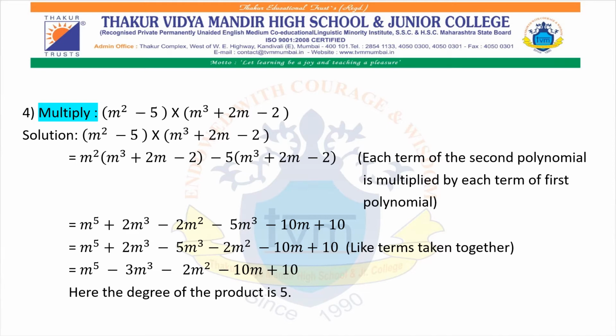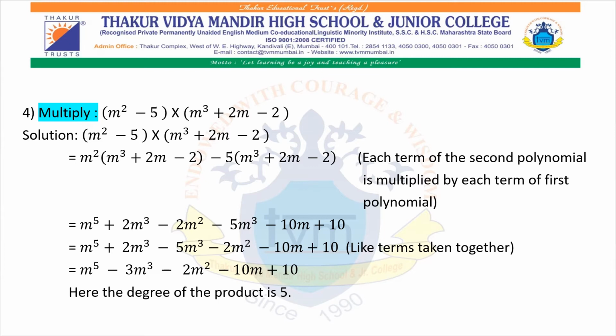Minus 2 into m square, we will get minus 2m square. Minus 5 into m cube will be minus 5m cube. Minus 5 into plus 2m, so it will be minus 10m, and minus 5 into minus 2 we will get plus 10. So the polynomial is m raised to 5 plus 2m cube minus 2m square minus 5m cube minus 10m plus 10.